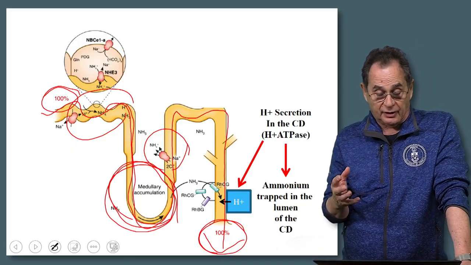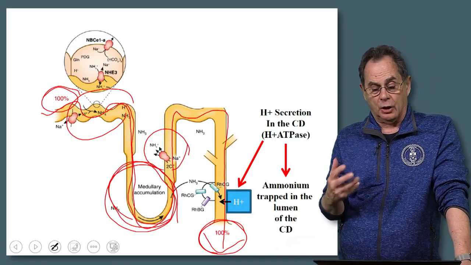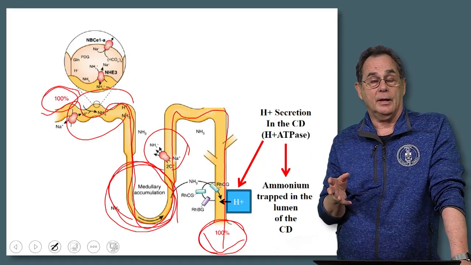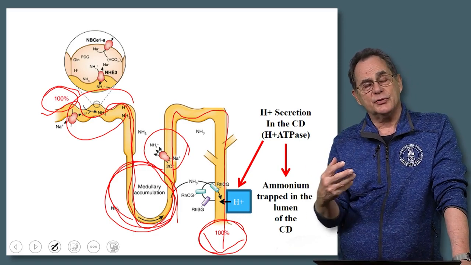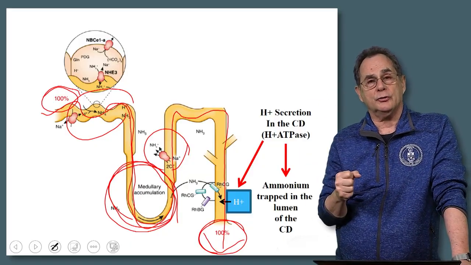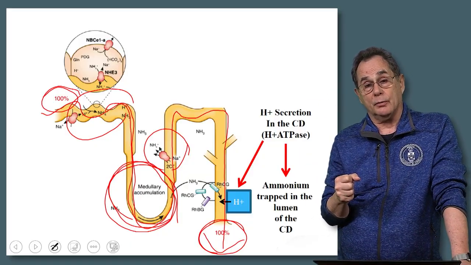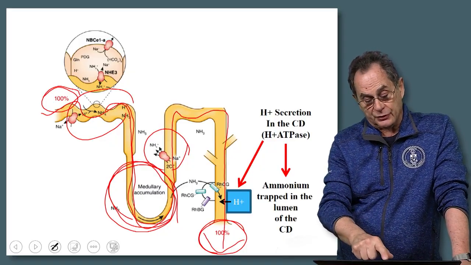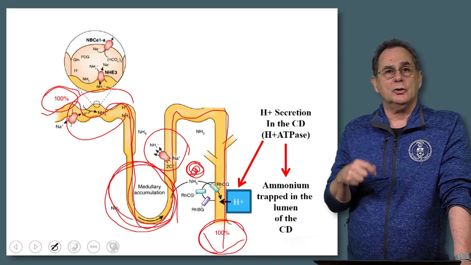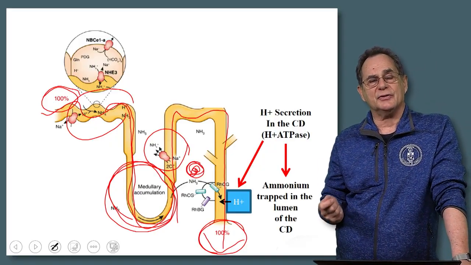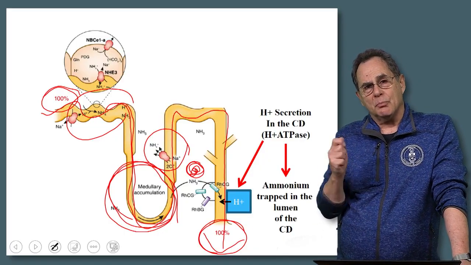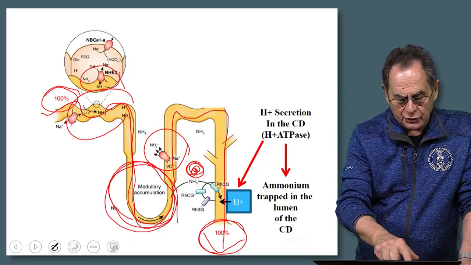And here's something that's kind of interesting. So the ammonium grabs onto the sodium potassium 2-chloride transporter. And it is moved into the cells of the thick ascending limb by riding that sodium potassium 2-chloride transporter. And then it exits those cells into the interstitium here by jumping onto the sodium hydrogen exchanger in the basolateral membrane.